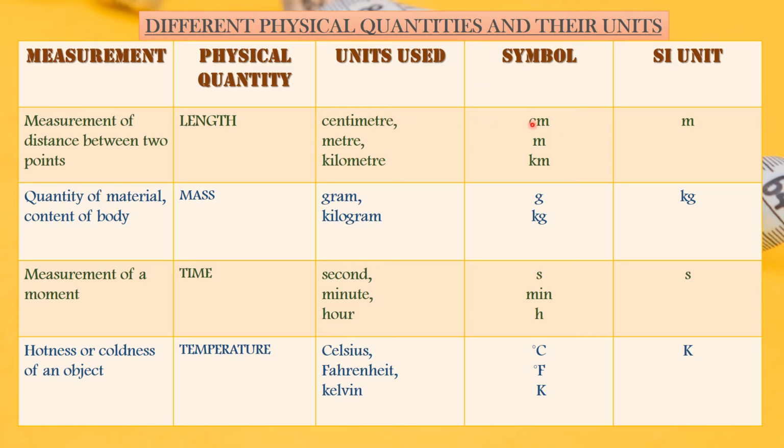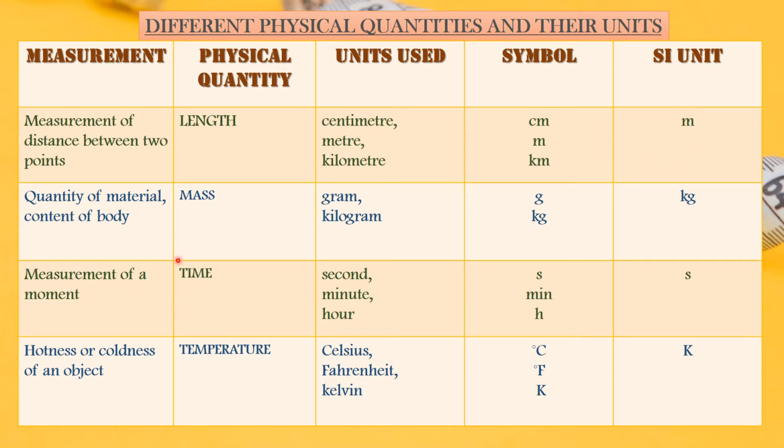Centimeter is written as small letter cm, meter small letter m, kilometer small letter km, and its SI unit is meter. Now mass. Mass is the weight of the body. It is the quantity of material content of body. Its units are gram and kilogram. Gram is written as small g. Kilogram is written as small letter kg and its SI unit is kg.